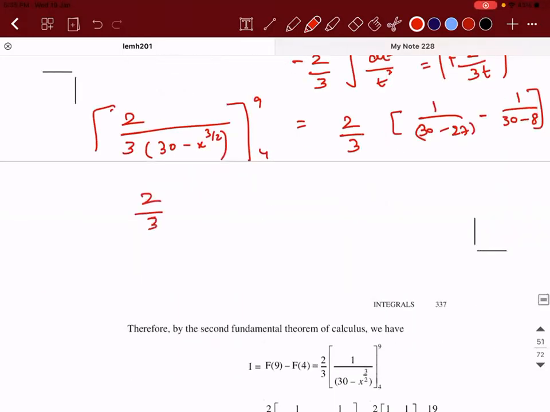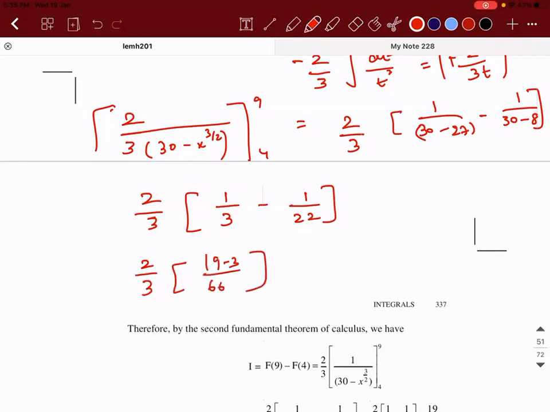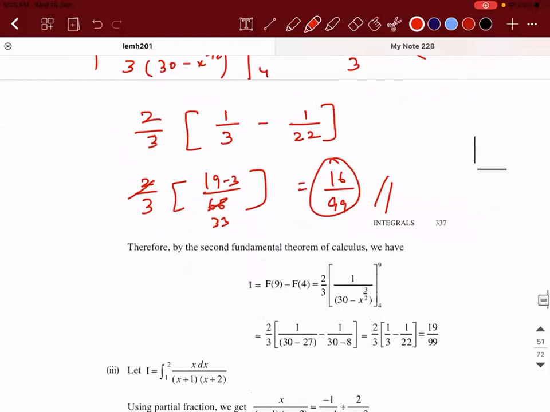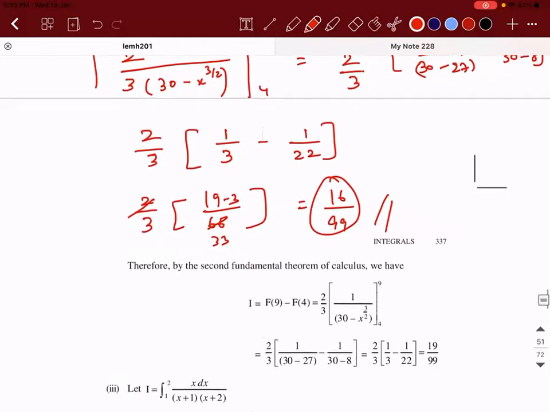Right. So 2 by 3 into 1 divided by 3 minus 1 divided by 22. So 2 by 3 into 19 minus 3 divided by 66. This is going to be 33. So 19 minus 3 is 16 divided by 99. 16 only, no? 22 minus 3. Did I make any mistake? The answer is 19 by 30. So 2 by 3 into 1 by 3 minus? Yes, sir. 22 minus 3. I calculated 22 minus 3 in mind, and I wrote 19 minus 3. 22 minus 3 is 19, right? So 19 divided by 99.